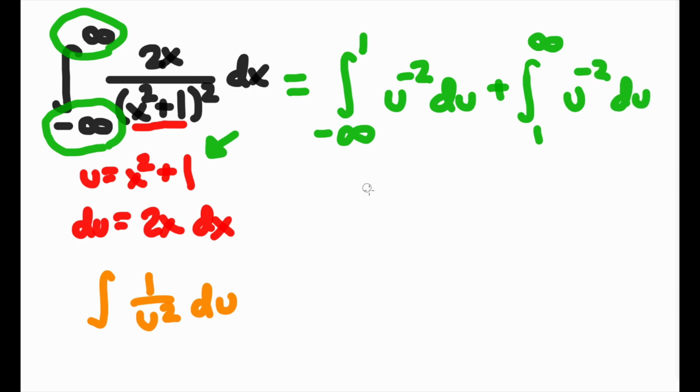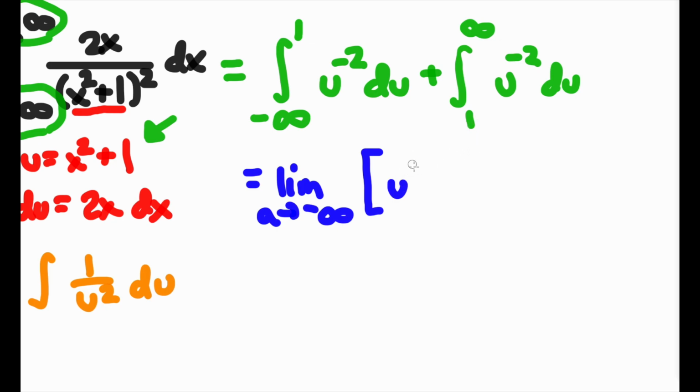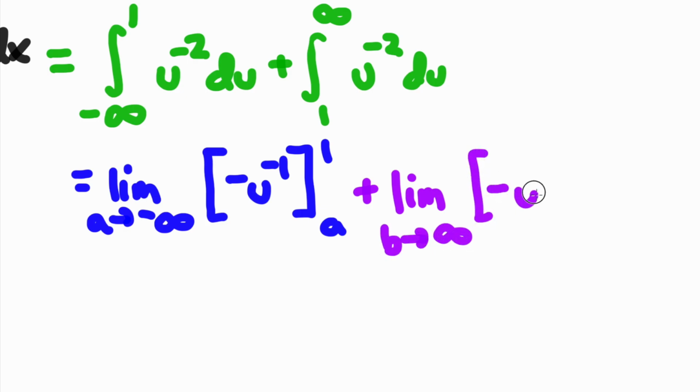Now from here, it's just solving like any other integral. I'm going to rewrite this using limits because that's technically what you're supposed to do. So I'm going to say it's the limit as a approaches negative infinity for this u to the negative 2, but I'm actually going to do the antiderivative for it. So it's going to be negative u to the negative 1, and we're integrating this from a to 1. And then I'm going to add this to this value over here. So now this time we have a limit as b goes to positive infinity for negative u to the negative 1, and this time we're going from 1 to b. Okay, this is one of our integral properties. You probably learned that in Calc 1, so that should be a little review for you.